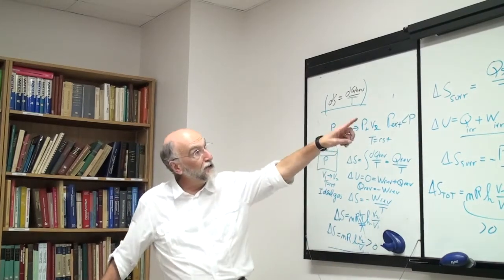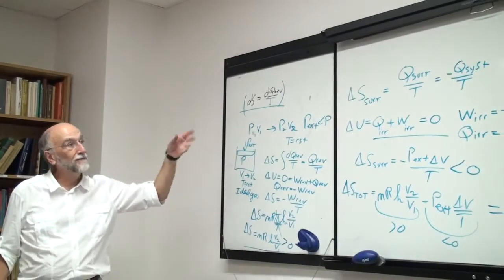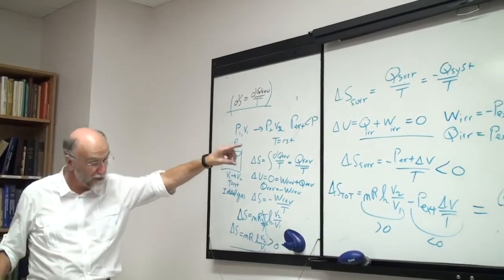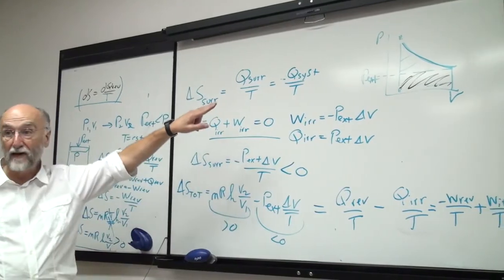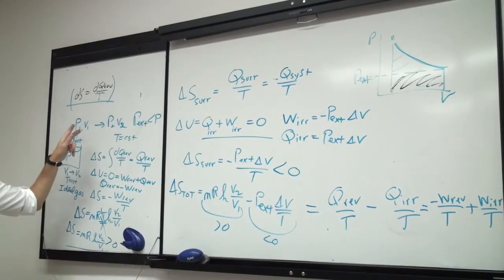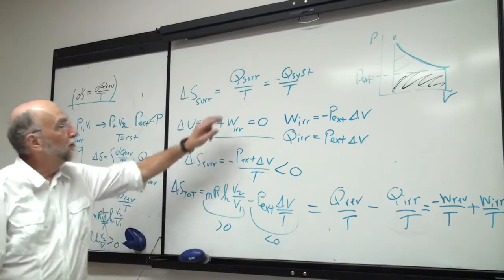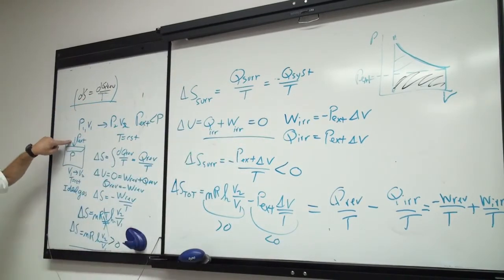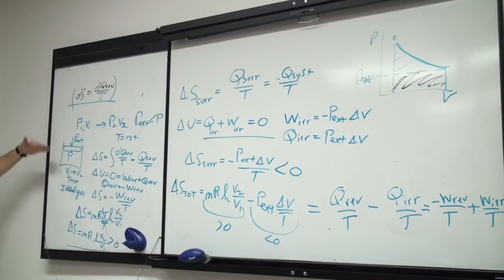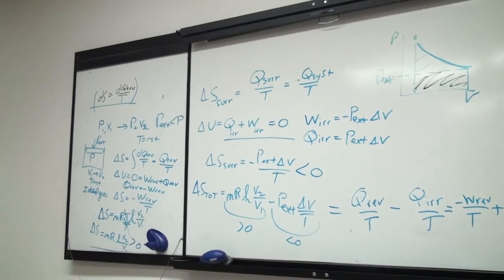Now, to answer your question from a few minutes ago, the entropy change of the system, delta S of the system, is independent of the path, because it's just S final minus S initial, because S is a state property. But the Q surroundings over T depends on the path. In other words, it depends on the external pressure. Between the same initial state and the same final state, you can have many different external pressures. So it's the entropy change of the surroundings that changes.